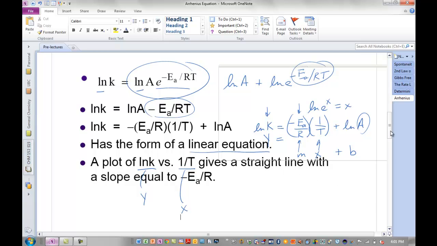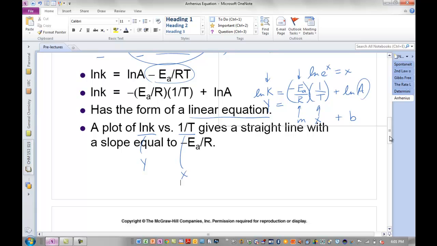Happens sometimes. All right. We're going to plot y versus x, natural log of k versus 1 over T. If we've collected good data, we should get a straight line, and we can get the activation energy from the slope of that line, because the slope will equal minus EA over R. Then we just have a quick calculation to do.